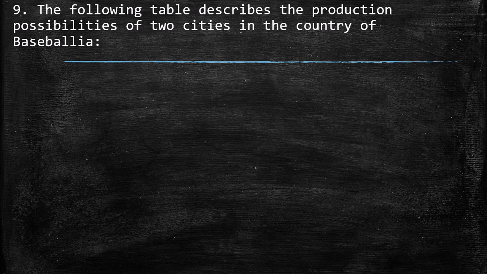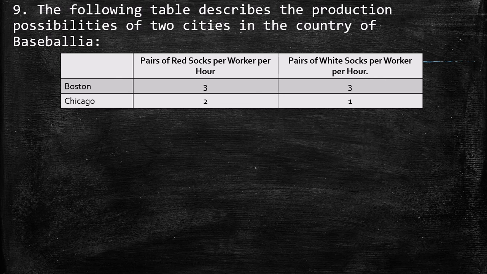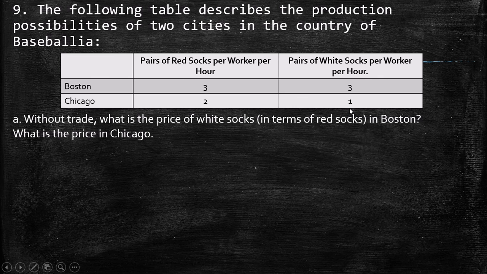9. The following table describes the production possibilities of 2 cities in the country of Pennsylvania. So here we have 2 cities, Boston and Chicago. The pairs of red socks per worker per hour is 3. Okay, and the pairs of white socks per worker per hour is 3 again. Chicago is 2 and 1. Okay, so the question is, without trade, what is the price of white socks in terms of red socks in Boston, and what is the price in Chicago?